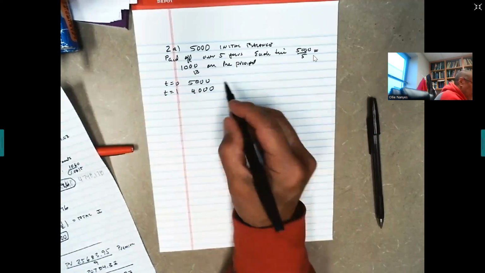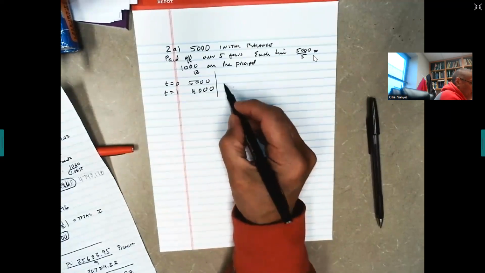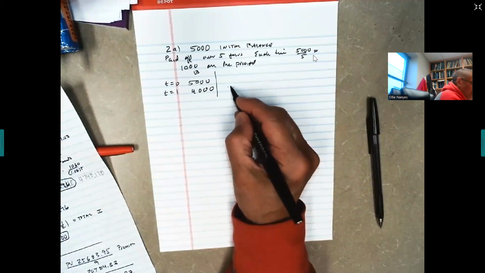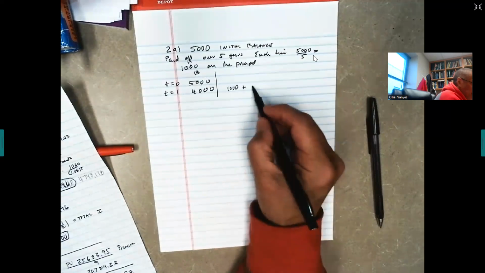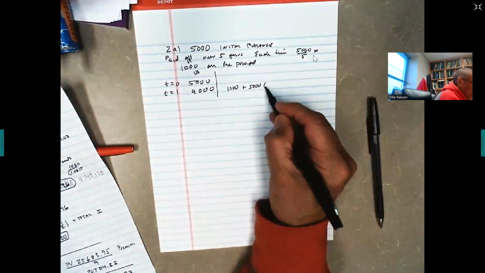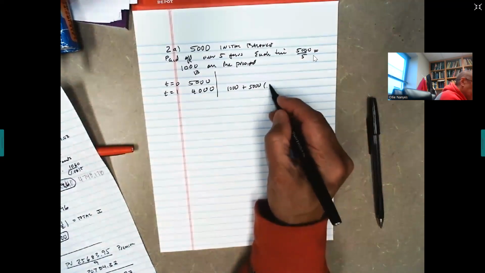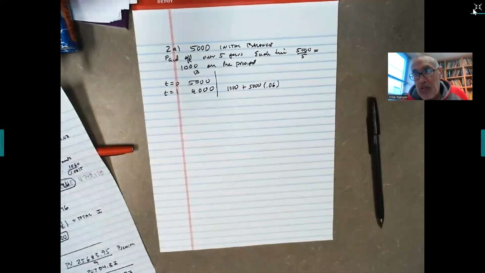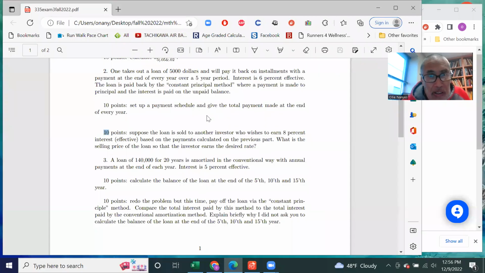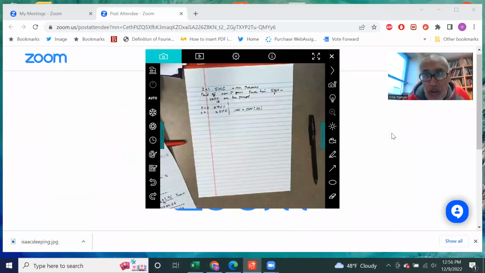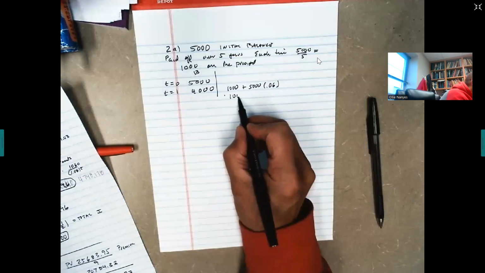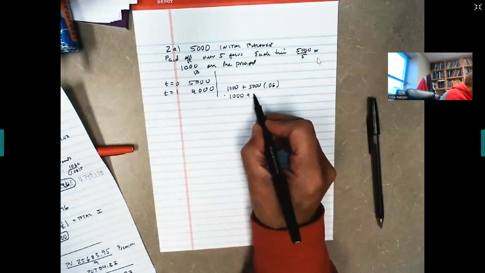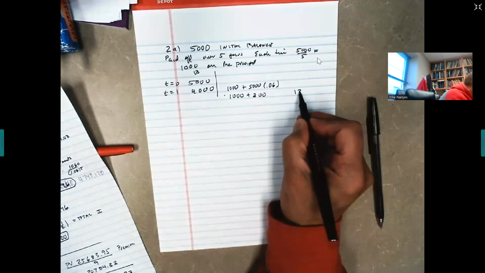So this will be the balance here. But the payment would be 1,000 for principal, so it'd be 1,000 plus, in this case, 5,000 times 6%. So I'll make sure that's right there. I'm pretty sure it is. So 6% effective. Okay. Which would be 1,000 plus, in this case, 300 equals 1,300.